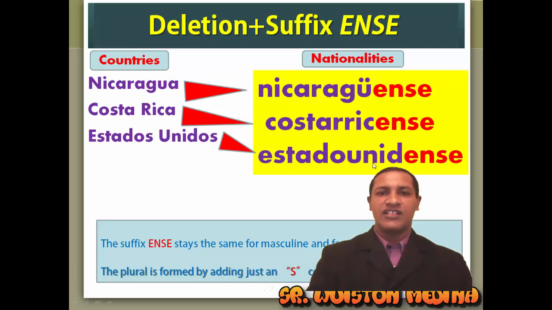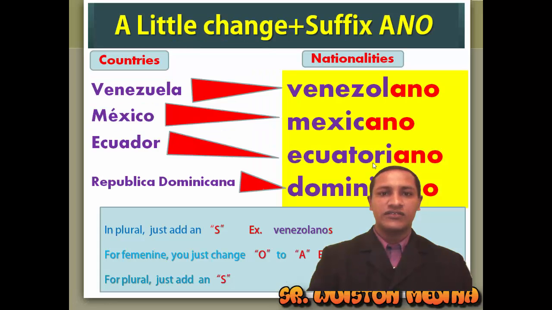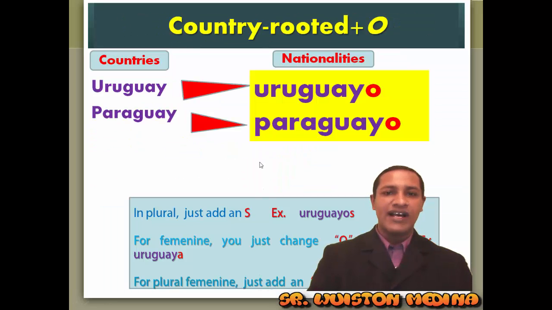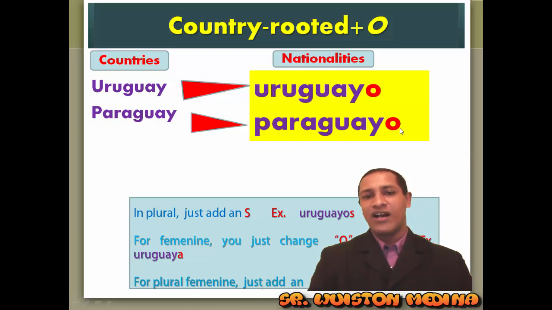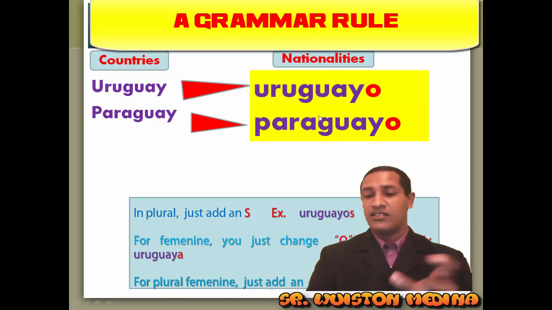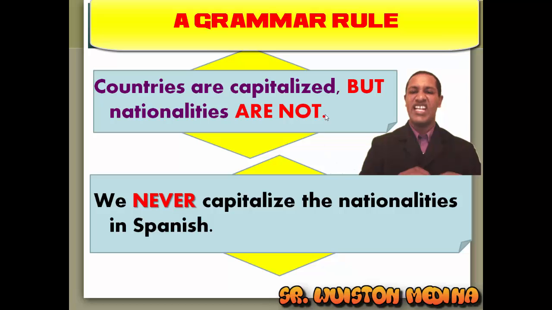Even those countries that are country rooted. For example, Uruguay. So you see the change here. Uruguayo, Paraguay, paraguayo. So you change the capital. Countries are capitalized, but not the nationalities. In few words, we never capitalize the nationalities in Spanish. We never and ever capitalize the nationalities in Spanish.